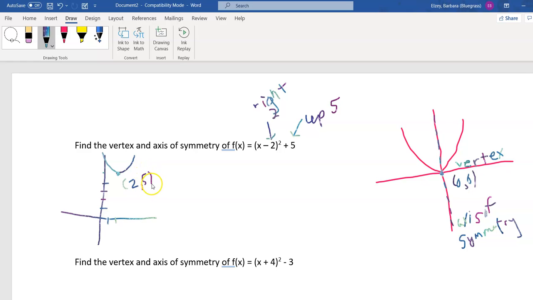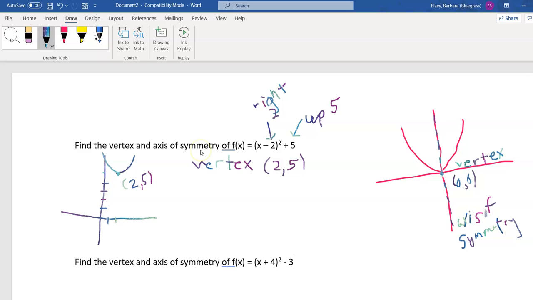So the vertex of our function is the opposite of what's written right here and the same as what's written right here. So the vertex is opposite of this, so 2, same as this, 5. And the truth is we don't have to go through the graph as long as we remember opposite of this, same as this.